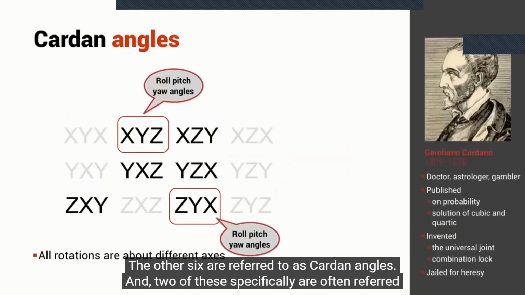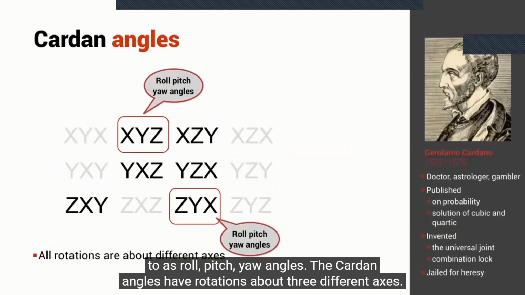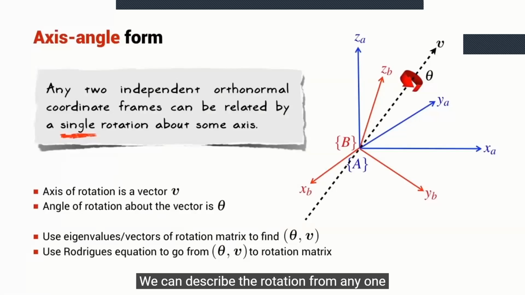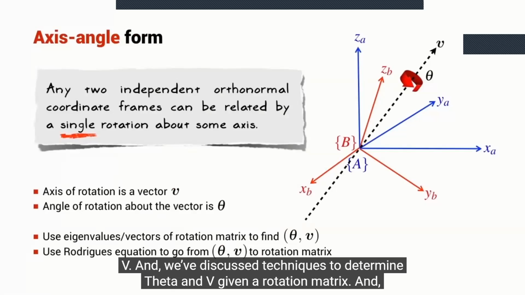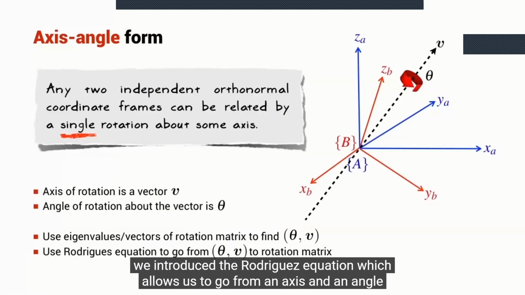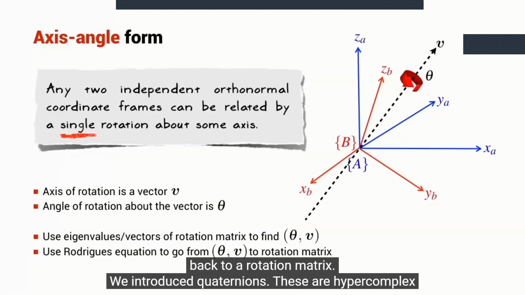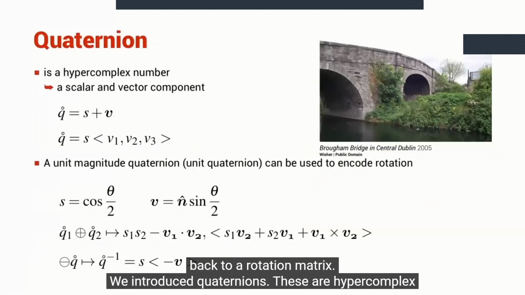The other 6 are referred to as Cardan angles, and 2 of these specifically are often referred to as roll pitch yaw angles. The Cardan angles have rotations about 3 different axes. We can describe the rotation from any one frame to another in terms of a single rotation, a rotation by an angle theta about some axis v. And we've discussed techniques to determine theta and v given a rotation matrix. And we introduced the Rodrigues equation, which allows us to go from an axis and an angle back to a rotation matrix.